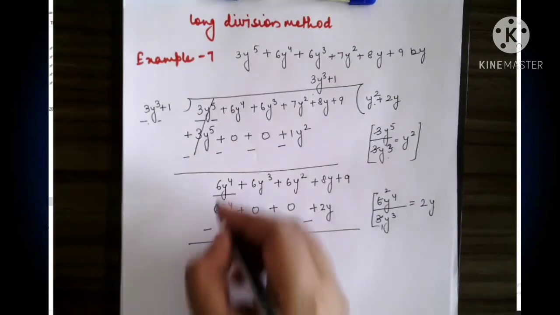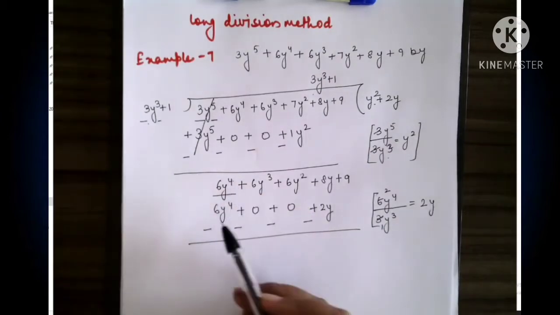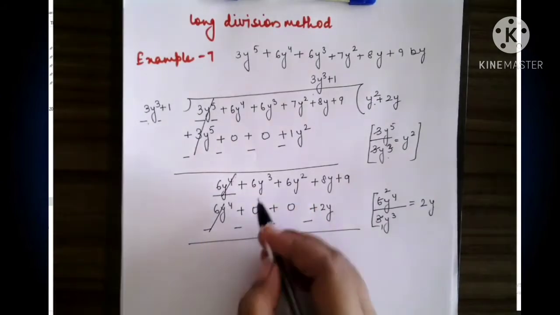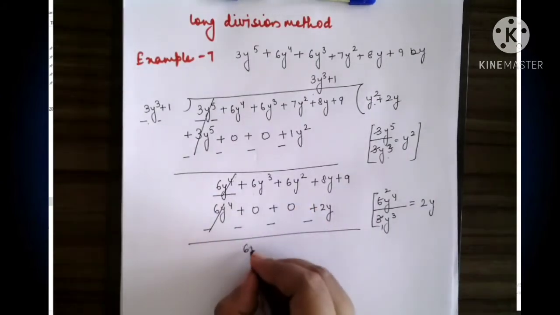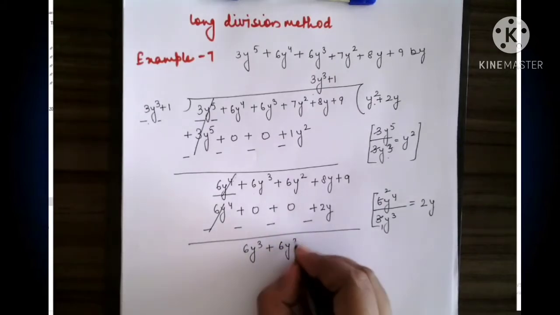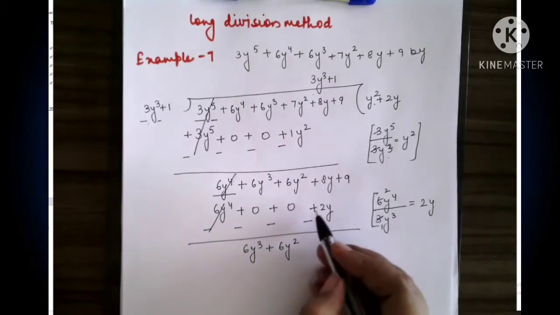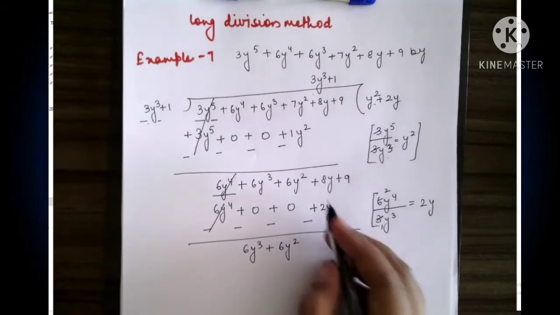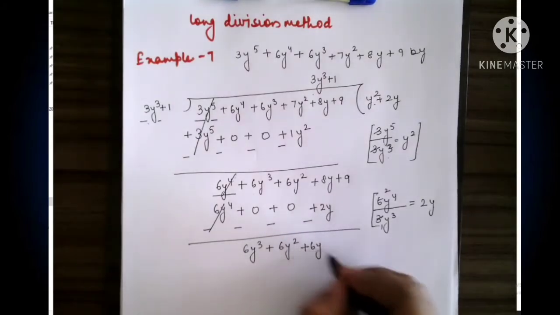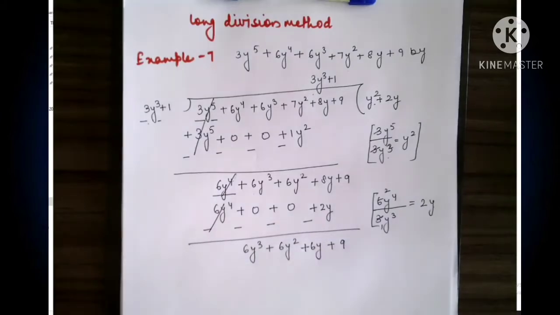Sign change. First term 6y raised to the power 4, 6y raised to the power 4. Cancel. 6y cube minus 0. 6y square. 8y minus 2y. Now consider only the new sign. 8y minus 2y, you get it as a 6y plus 9. Okay? This is our new dividend.